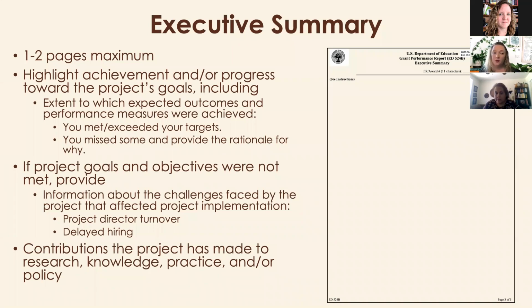So on your final performance report executive summary, we really want to see the narrative talking through your full grant period. Now, it is a 1 to 2 page maximum. You'll see that in the form as well as in G5. Think about how you can highlight your achievements and your progress. What all has been accomplished throughout your full grant project period. Think about the goals that you set, what you've been able to achieve. Were you able to achieve your expected outcomes? Were you able to maybe exceed some of those targets and outcomes?